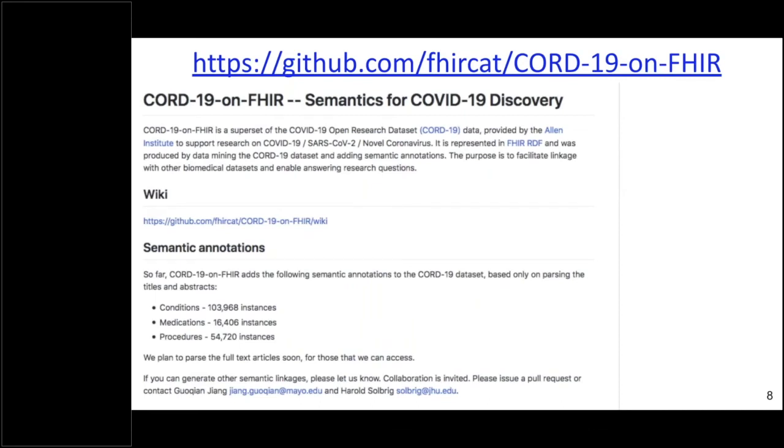Okay, so that's the background for why we put the CORD-19 data set into a FHIR representation using RDF. When we did this, we applied NLP to the abstracts and the titles in that data set of literature, and produced a whole bunch of semantic annotations that then went into the FHIR RDF representation. It recognized conditions, medications, and procedures. Now, the numbers that you see on the screen are old numbers. I think we now have about twice that number currently in the data set that we've produced.